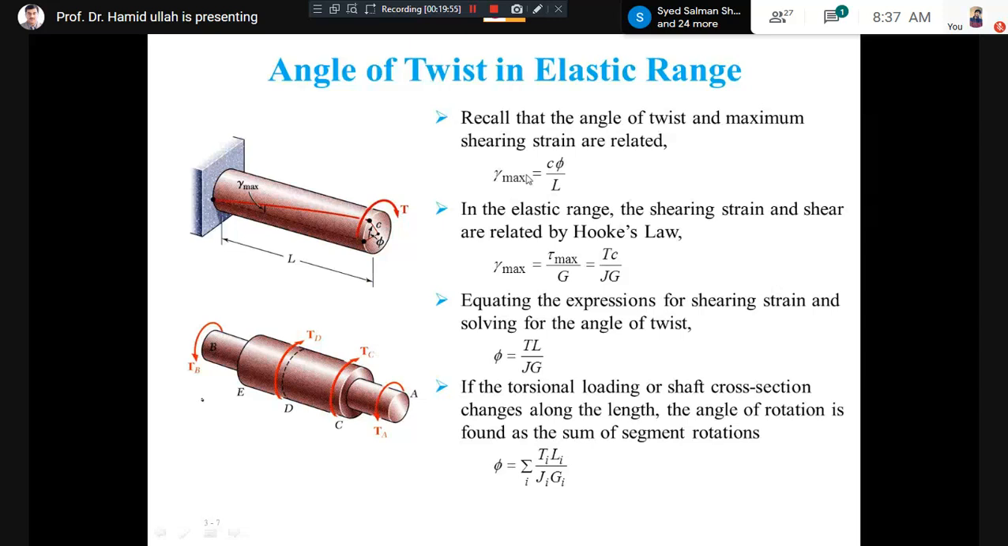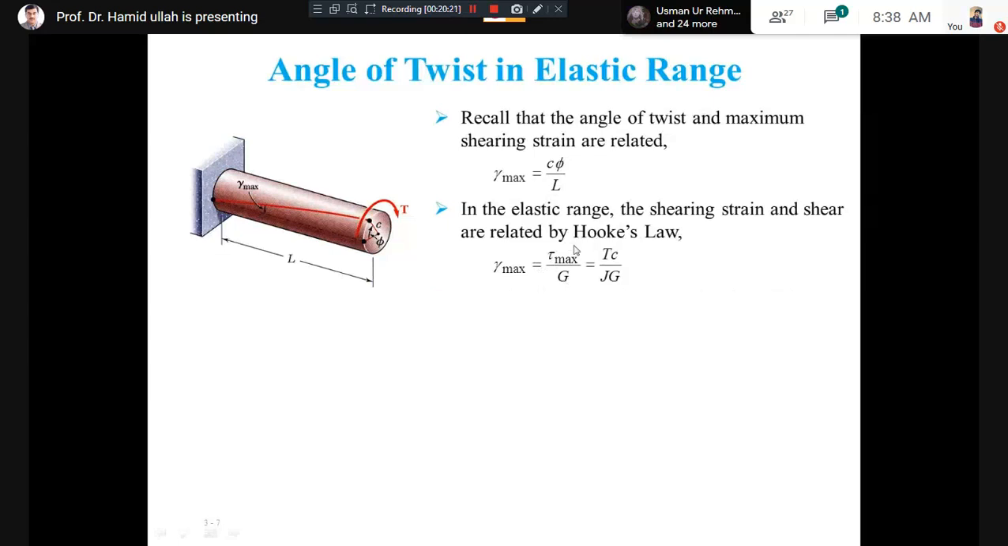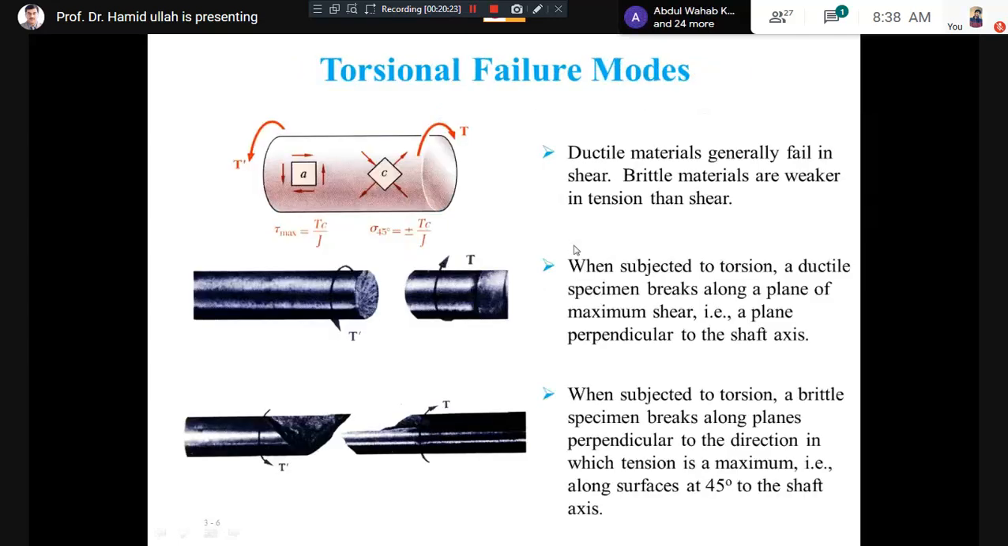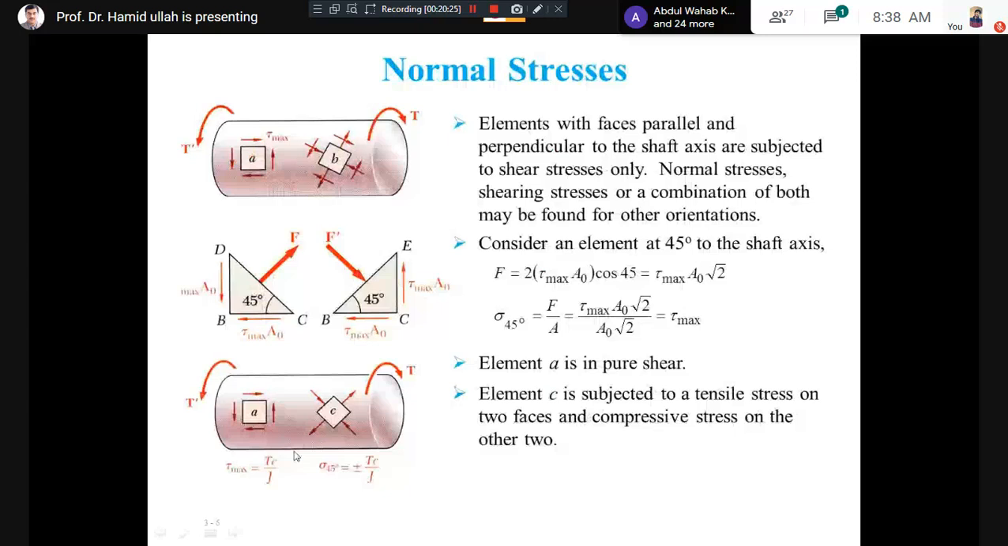Now Hooke's law, which is a very familiar law, and in many lectures we have discussed this law. It is applicable within the elastic range. So from here you can see stress equals G times strain, or you can say gamma, which is strain, equals stress divided by G. What is G? For tau maximum, what is this? Let me take you again. For tau maximum, this is already the relation at the bottom. You can see we derived it in the last lecture, which is T multiplied by C divided by J.